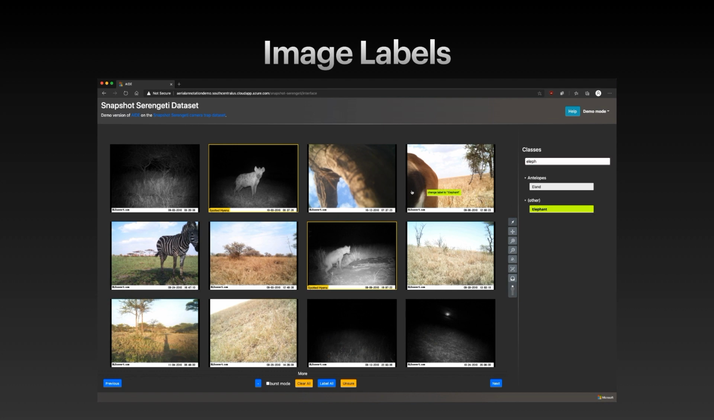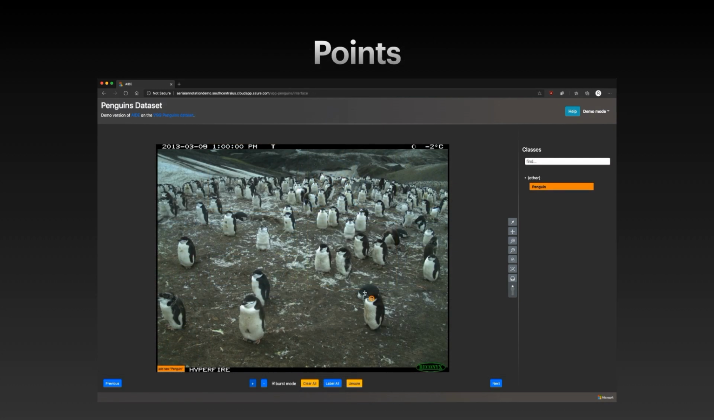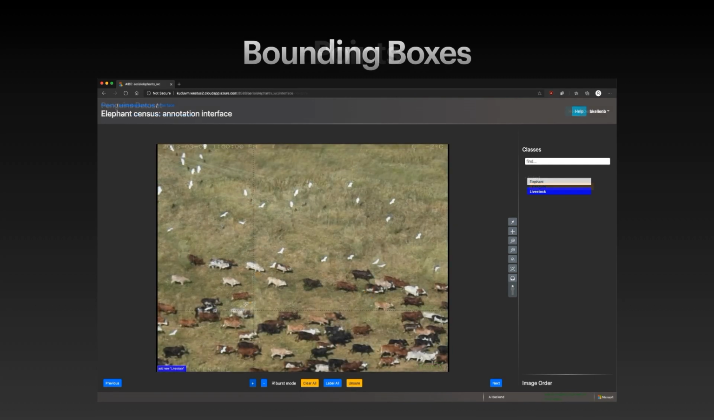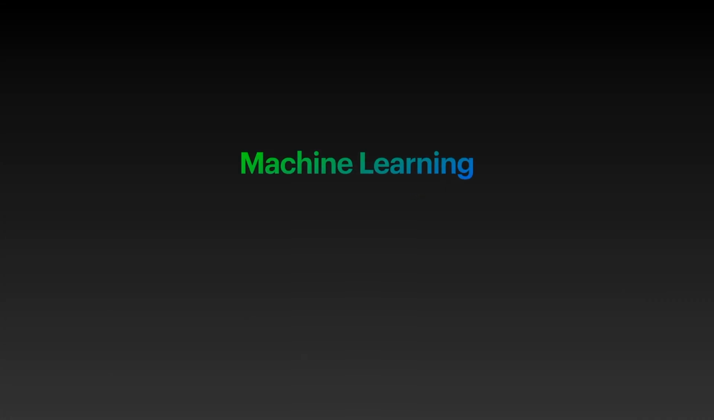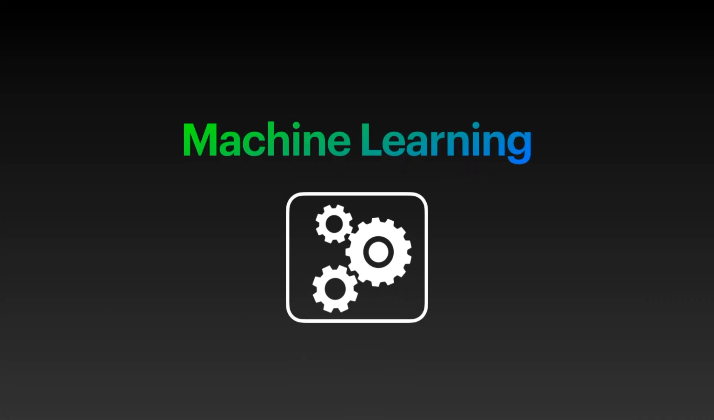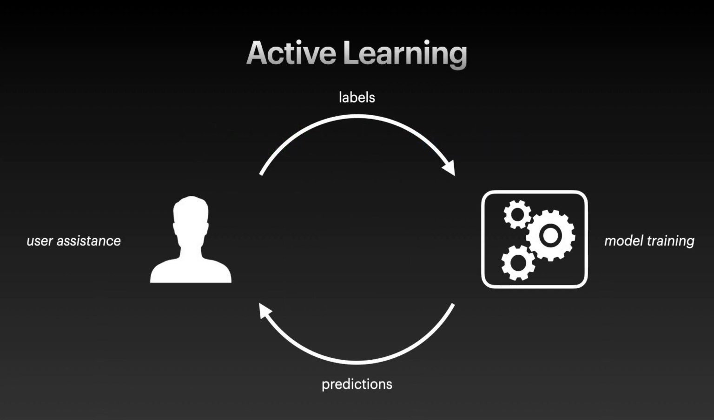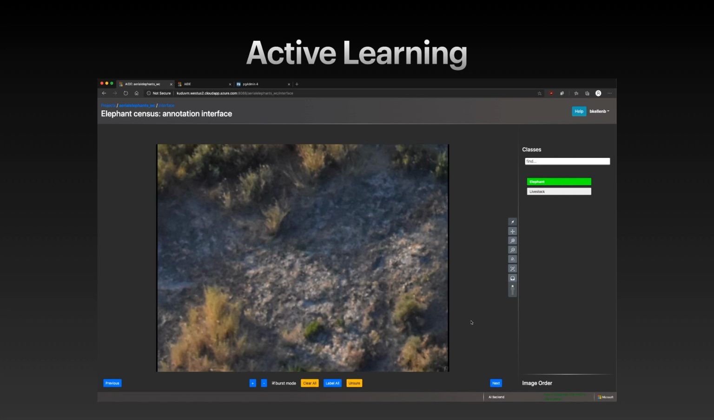AIDE supports a variety of common annotation formats, such as image labels, points, bounding boxes, and pixel-wise segmentation masks. But the distinctive feature of AIDE is its integration of machine learning models. Rather than adding a fixed deep learning model on top of the annotation interface, AIDE integrates it with humans in a so-called active learning loop, where models generate predictions and the user provides corrections. This way, both the machine learning model and user can reinforce each other for optimal labeling progress.